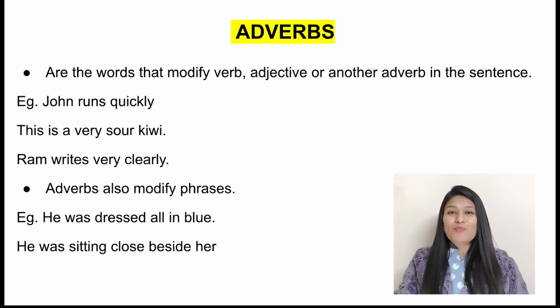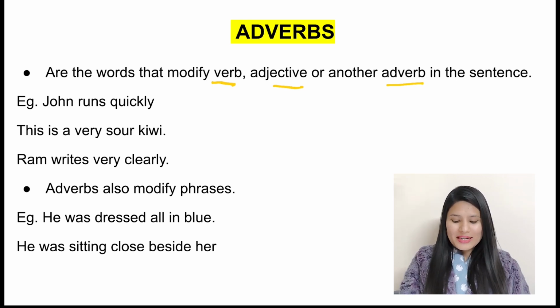What do adverbs mean? Adverbs are words that modify a verb, adjective or another adverb in a sentence. Adverb वो words हैं जो किसी भी sentence में verb, adjective या किसी दूसरे adverb को highlight, modify या उसकी detailing करते हैं. So these are some examples. John runs quickly. This is a very sour kiwi. Ram writes very clearly.